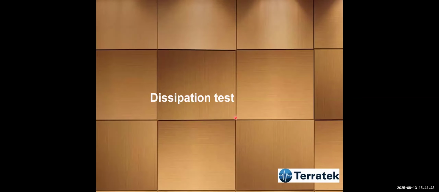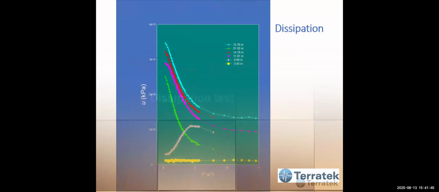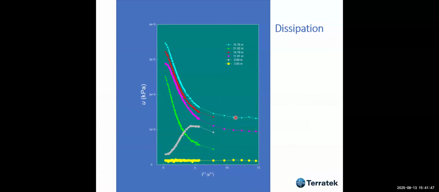The other type of test, which is very important, is the dissipation test. What's a dissipation test? You stop penetration, and you look at the change in pore pressure at the porous element in U2. And here you have a decrease in pore pressure, decrease in pore pressure, decrease in pore pressure, and here you have an increase in pore pressure. And here you have no change at all, no dissipation. This no dissipation is because the permeability is very high.